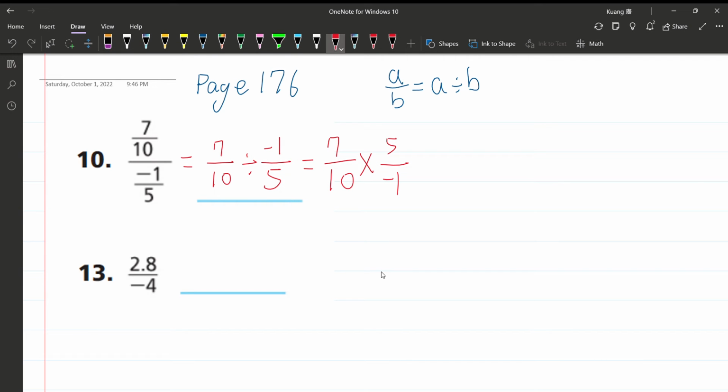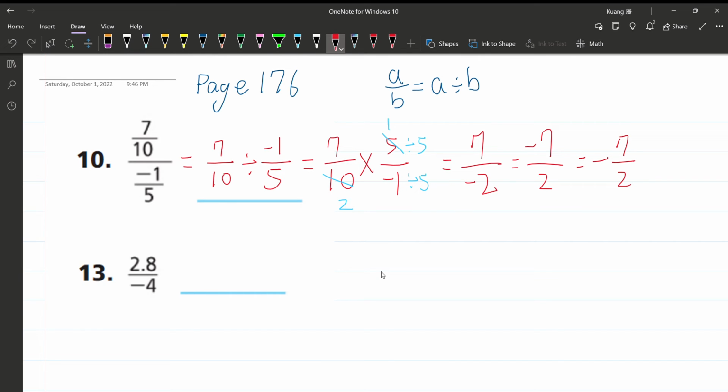All right, and then you can cross out, divide by 5, both the top and the bottom. Divide by 5, divide by 5. So this equals 1. This equals 2. So 2 times negative 1 equals negative 2. 7 times 1 equals 7. Okay, 7 over negative 2 equals negative 7 over 2, equals negative 7 over 2. It is all the same. These three answers are all correct. Okay, either way.